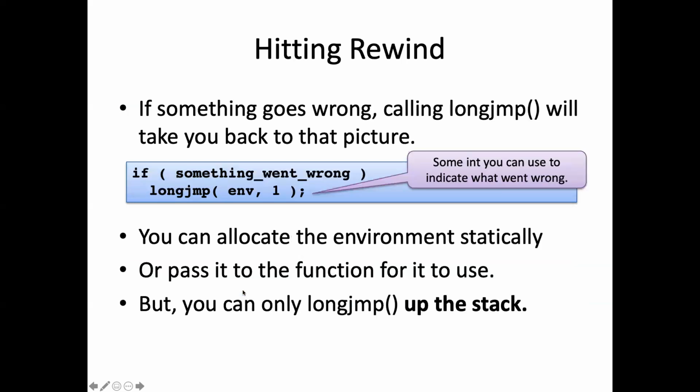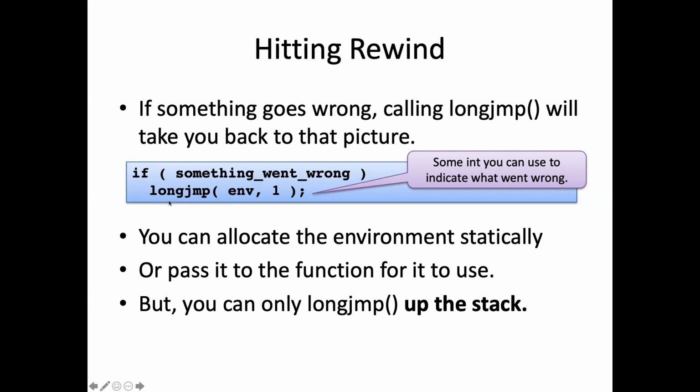What do we do when something goes wrong? How do we jump back to there? That's what this next function does, longjmp. That lets you stop what you're doing, exit out of the current function, and all of the functions that called it, all the way back to the setjmp that you used to initialize this environment. My next slide has a picture that shows this a little bit better.